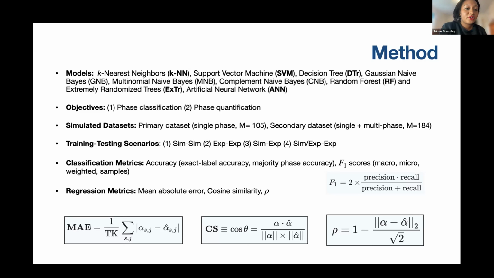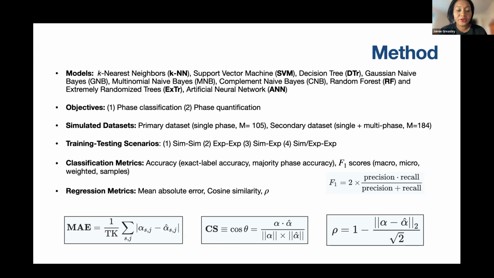Then I tested various training and testing scenarios. So I wanted to do simulation training, just train with simulation data and do simulation testing on simulation data, then training only with experimental, then testing on the experimental, then training only with simulated, testing experimental, then doing a kind of mixed simulation and experimental training and testing on experimental.